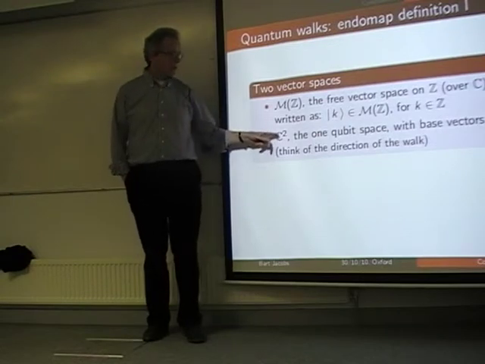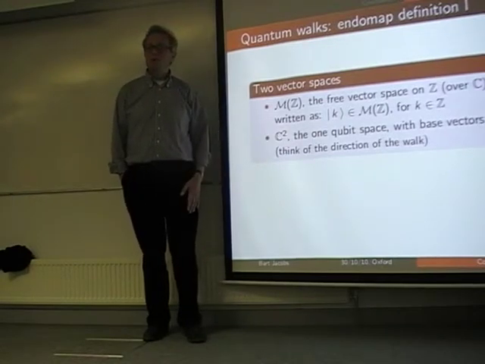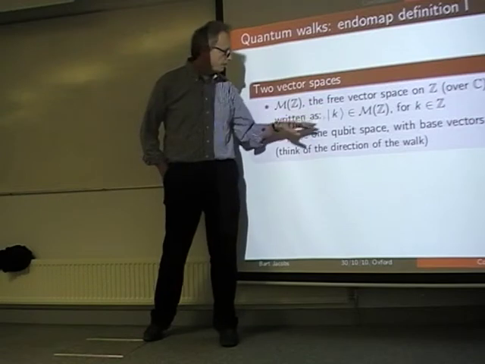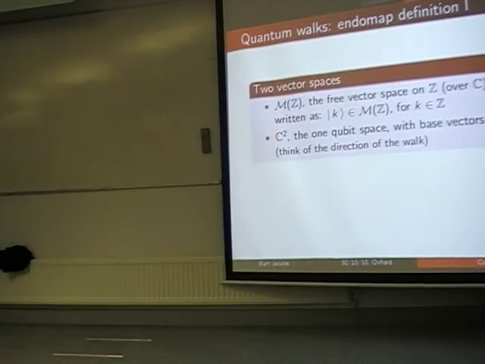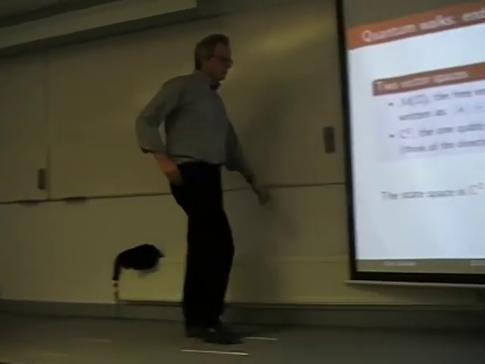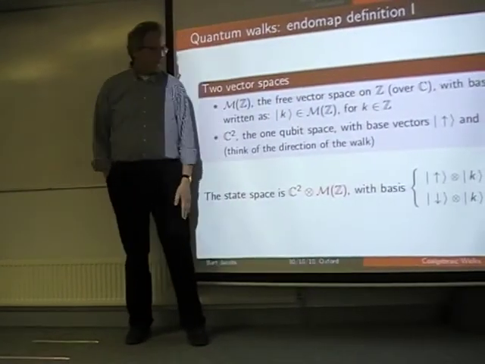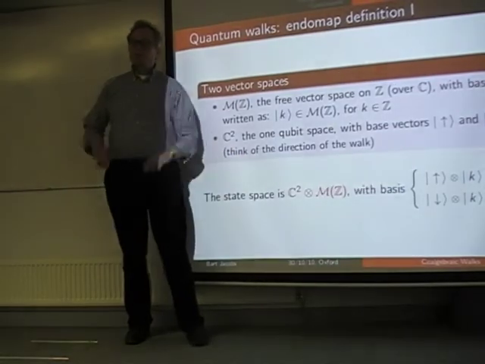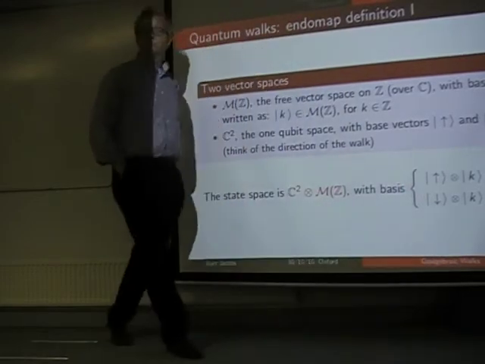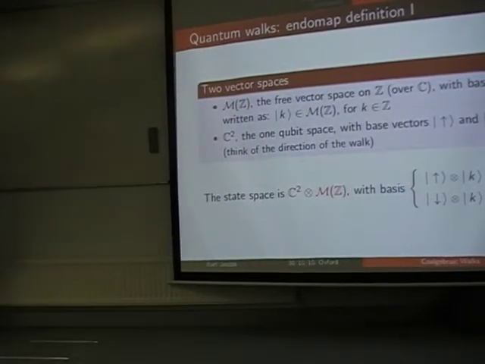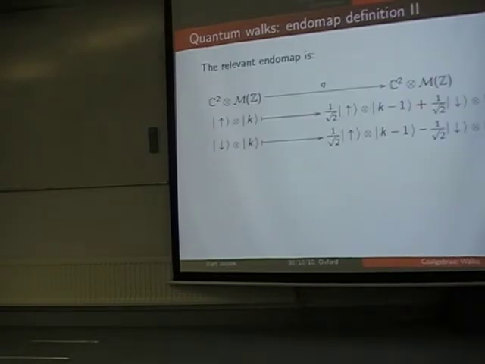C is the complex numbers again. That's a one qubit space. In order to prevent confusion with this, I'll write the base vectors as up and down. You can think of the spin of an electron if you want to. My state space, this S, is then this tensor product. And if you feel a bit uncomfortable on this, just think of these as the base vectors. So it's up tensor k and down tensor k. Now, the way you do quantum walks is like this.